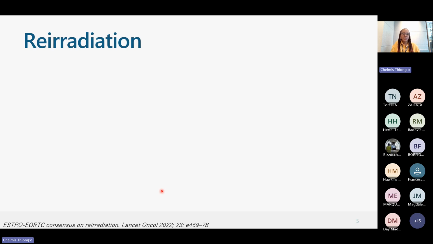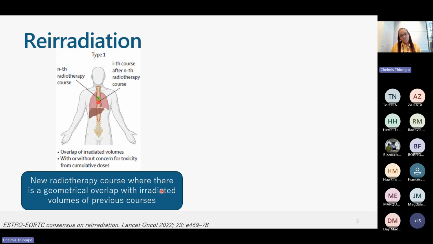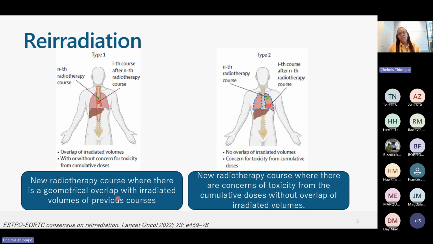Re-irradiation is a potential treatment option for these patients, and it's either a new radiotherapy course where there is geometric overlap with irradiated volumes of previous courses, or a new radiotherapy course where there are concerns of toxicity from the cumulative doses without overlap of irradiated volumes. Re-irradiation is increasingly common. In this setting, cumulative dose assessment is essential to balance tumor control with toxicity risk.